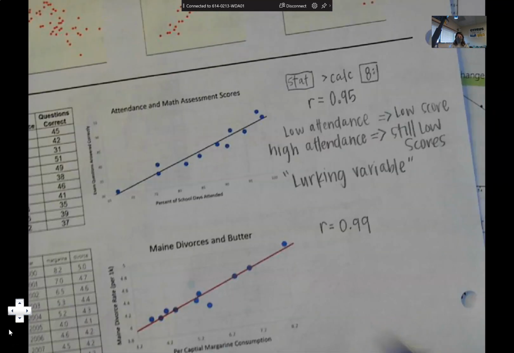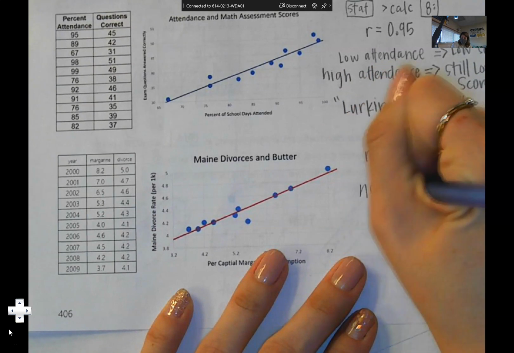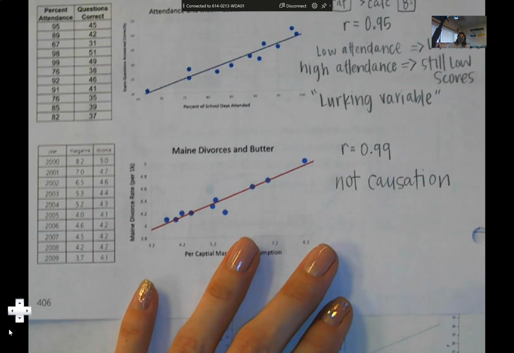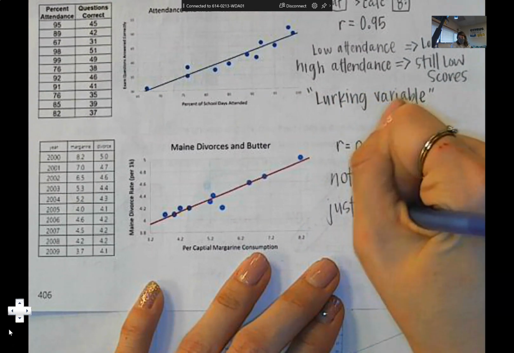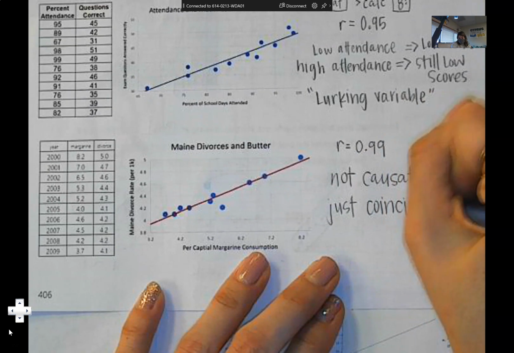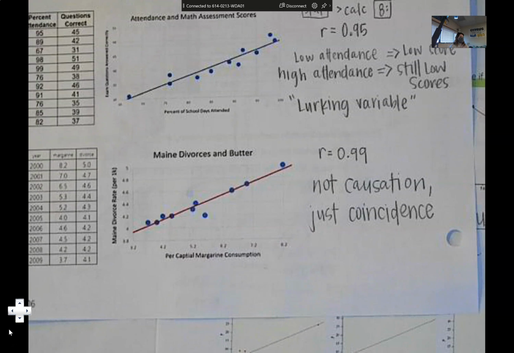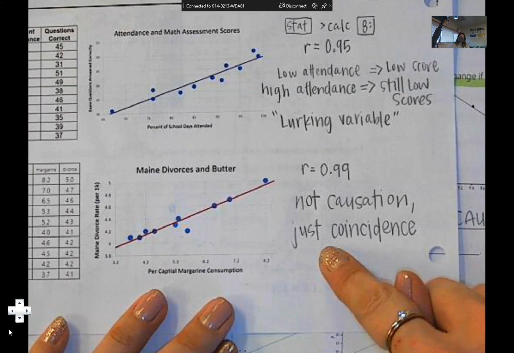Okay. And then this one is first, this is not causation. So the butter example is not causation, and it's not a lurking variable. It's just coincidence. So we've got to be on the lookout for those things. There are a lot of weird, bizarre things that are very highly correlated that are just coincidence. In this case, the Maine divorces and the butter consumption is one. So this one, there's probably a reason, and it's a lurking variable. This one, just coincidence.